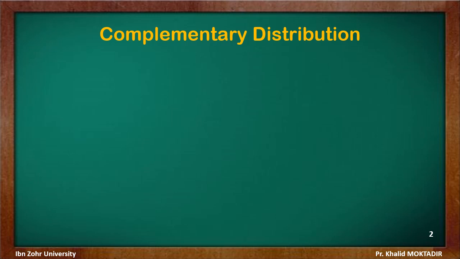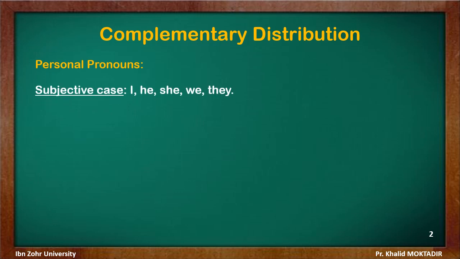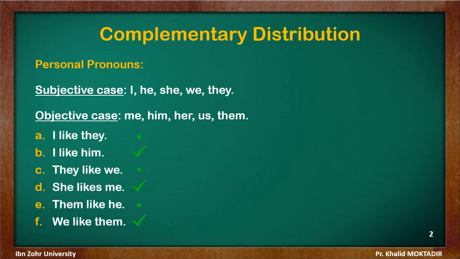Let's have a look at personal pronouns, for example. The form of a personal pronoun changes as the pronoun shifts position from the subjective case, that is when it is subject coming before the verb, to the objective case, that is when it comes after a verb or a preposition. What makes sentences A, C, and E ungrammatical while B, D, and F are grammatical?